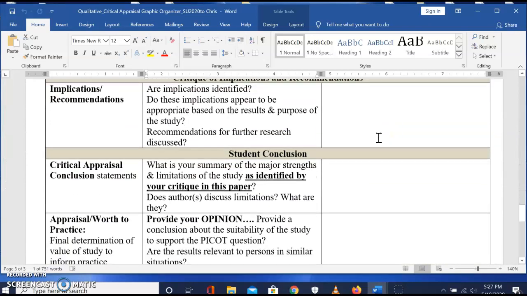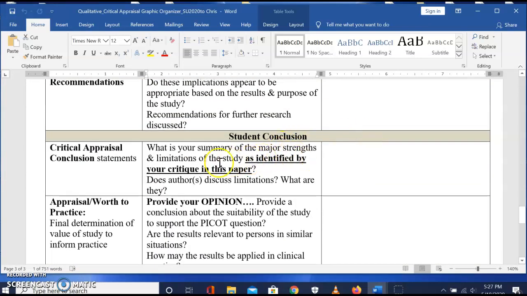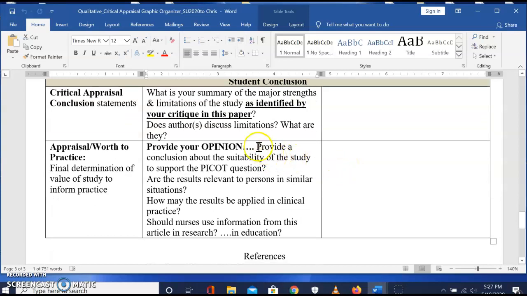And you want to talk about the major strengths and limitations of the study based on what your conclusions were above in all of the comments. So you need to answer that question. And so what are the yeses? What are the nos from above? And then also answer, did the discussion discuss the limitations, what the authors talked about, or what you saw above.